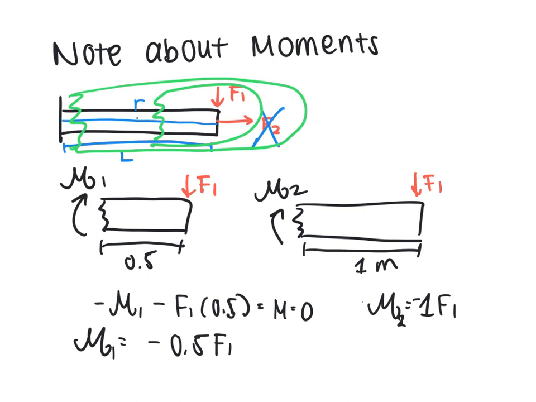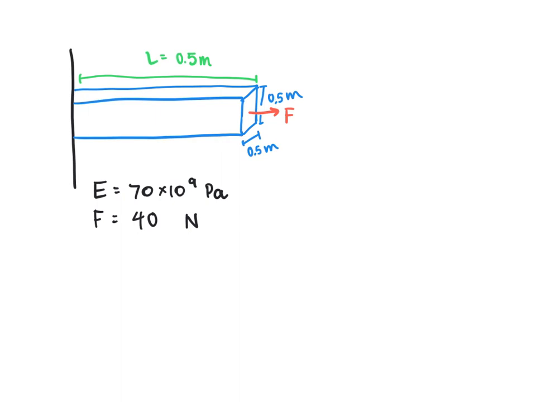This is also why if I were to push at F1, the place that the bar is most likely to break is towards the wall, because that's where the greatest moment is. So let's do a quick example of trying to find the internal forces of this beam.